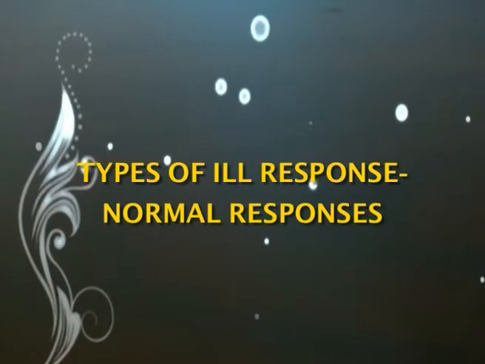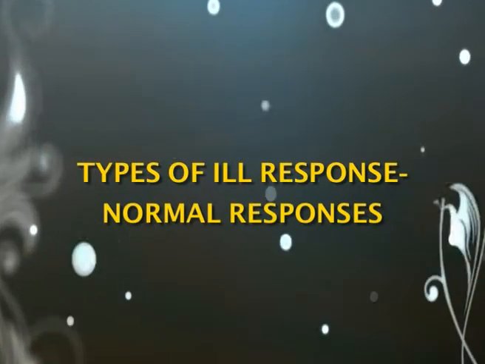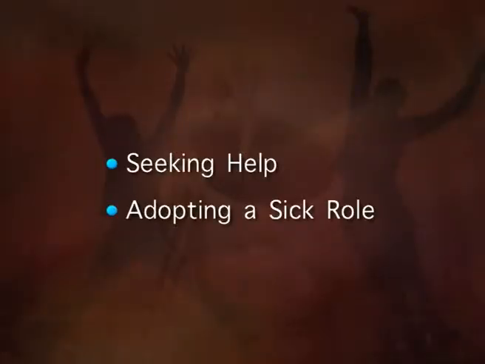Now, once symptoms are perceived and evaluated as indicating some kind of illness, and once the diagnosis reveals that the individual has experienced some kind of illness or disease, the process of responding to illness starts. Now, the way in which we respond to illness can be either normal or abnormal. First, we are going to see what are the normal responses to illness. Normal responses to illness may comprise two themes. The first is seeking help and the second is adopting a sick role.